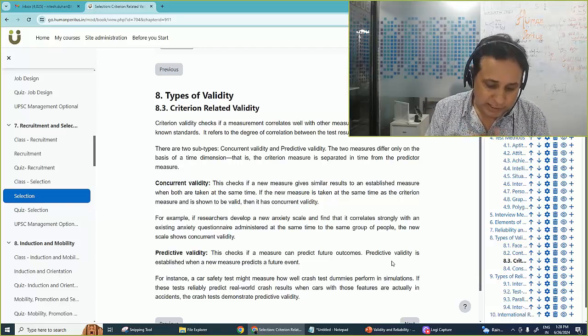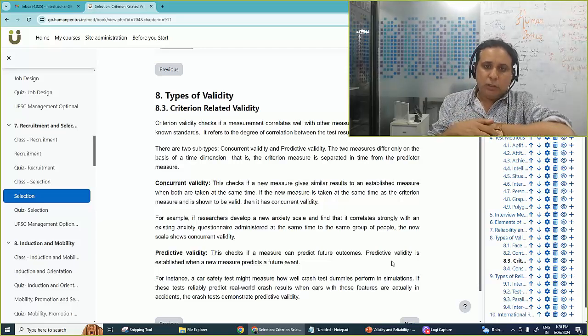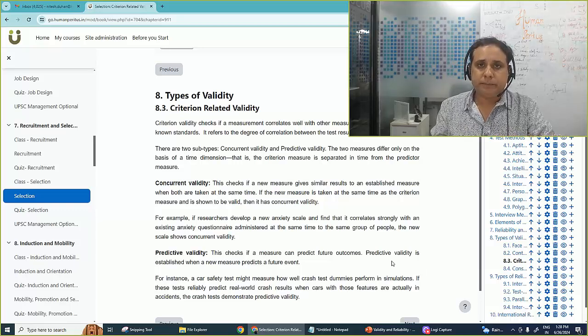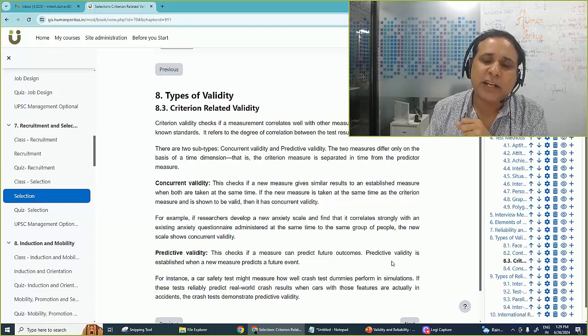So let me give you one example. For example, I create a watch which measures blood pressure. Now I want to find out whether the method, this watch, with how it is measuring blood pressure, has got concurrent validity or not.